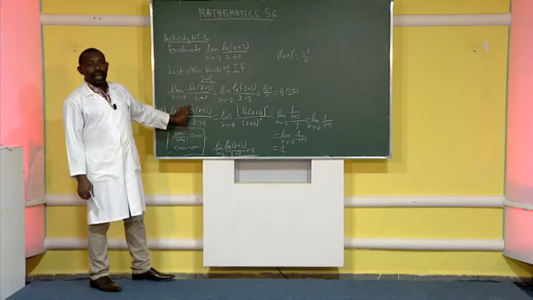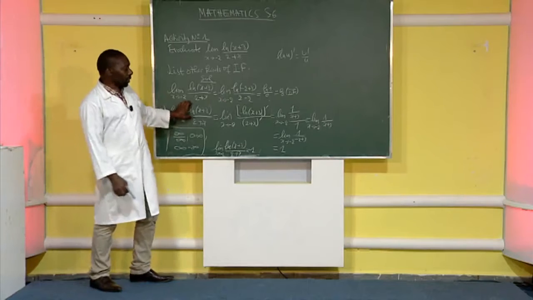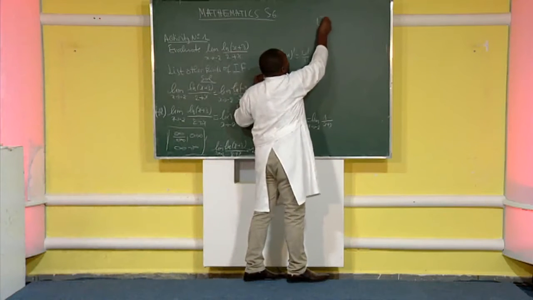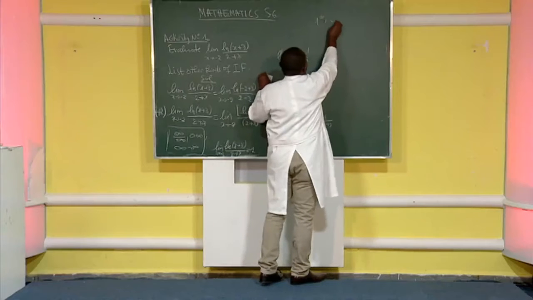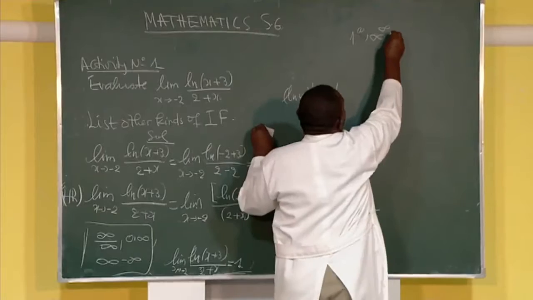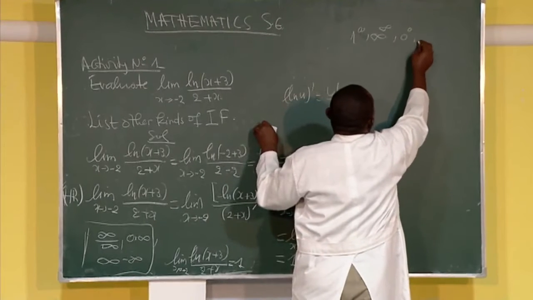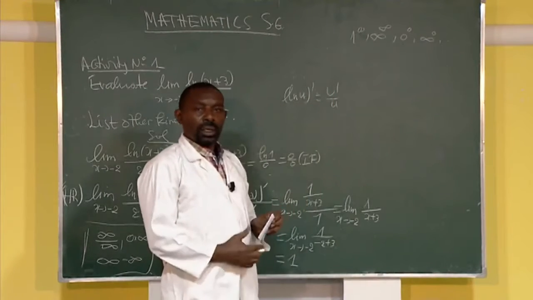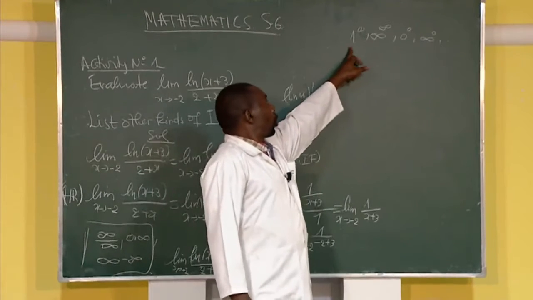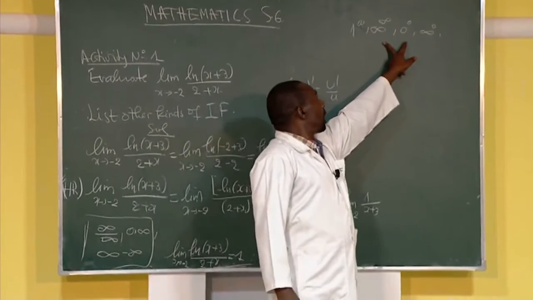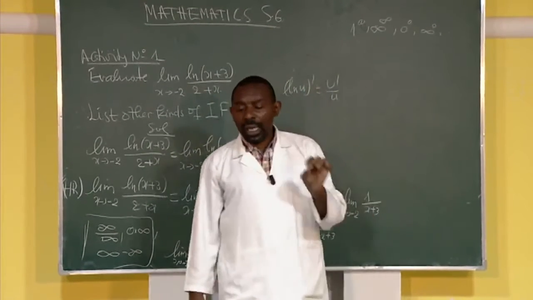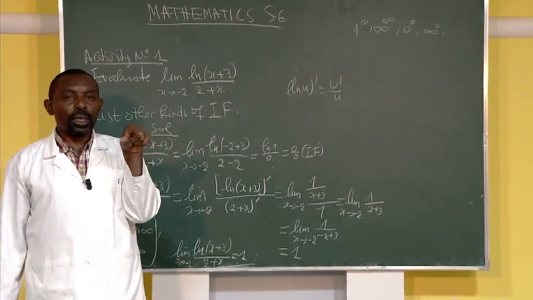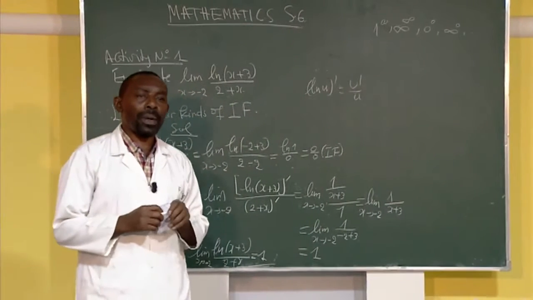We have other kinds of indetermination, such as 1 power infinity, infinity power infinity, 0 power 0, infinity power 0, and so on. To deal with this kind of indetermination, we have to think about other limits, and those limits are our purpose of today.